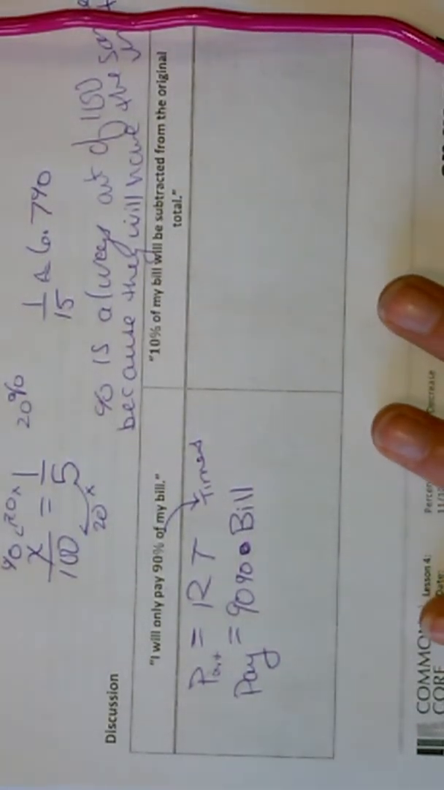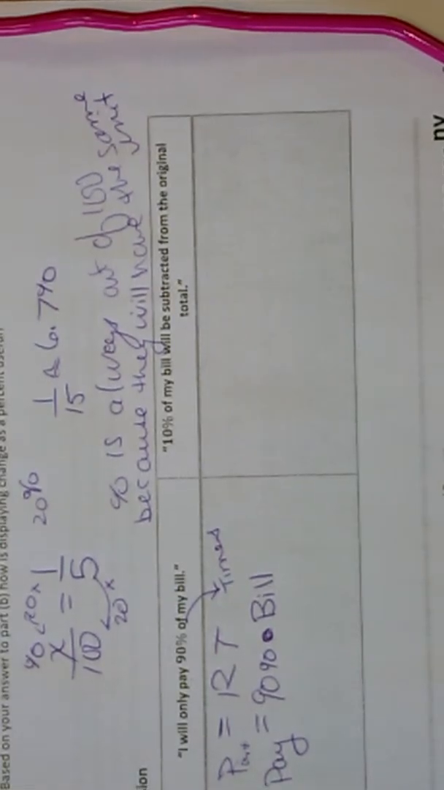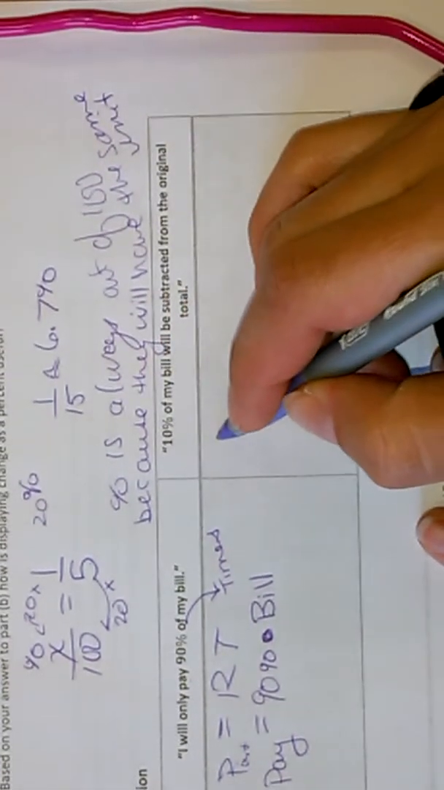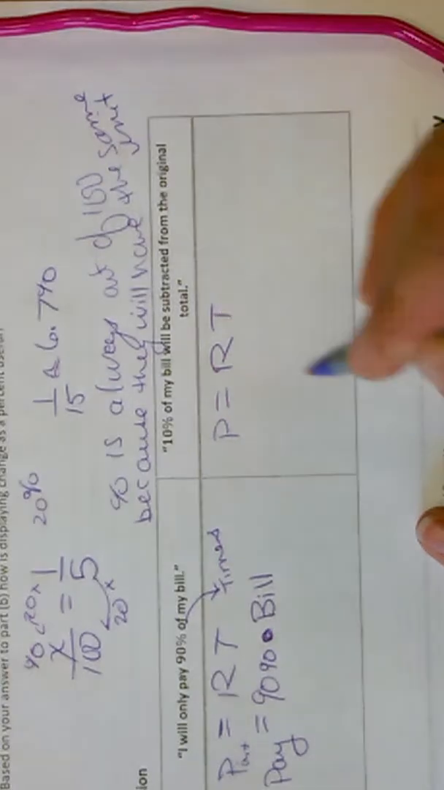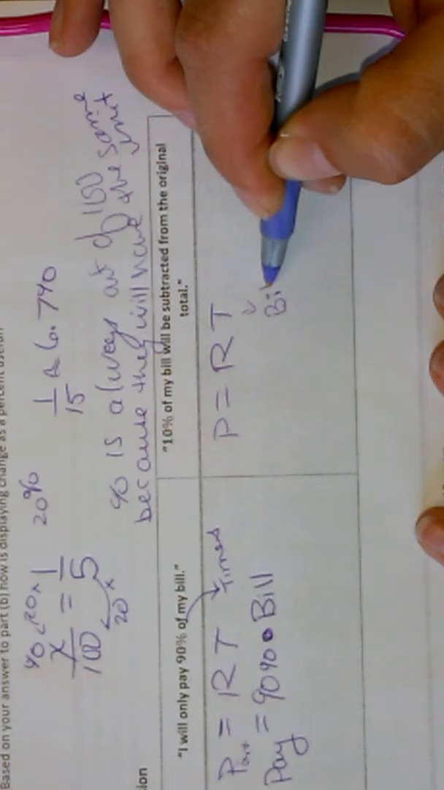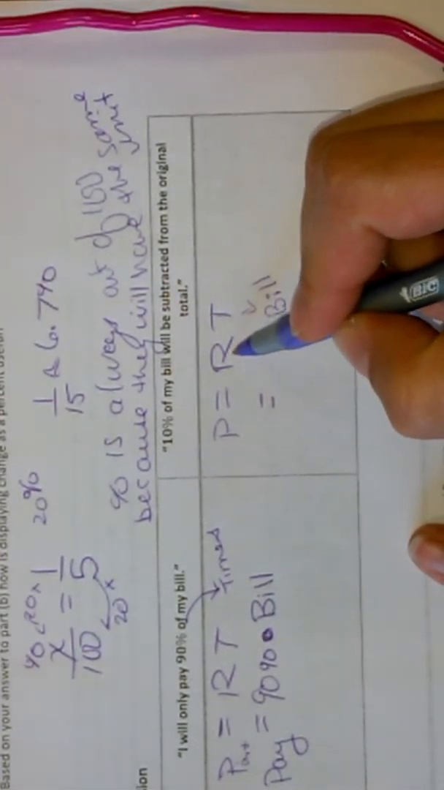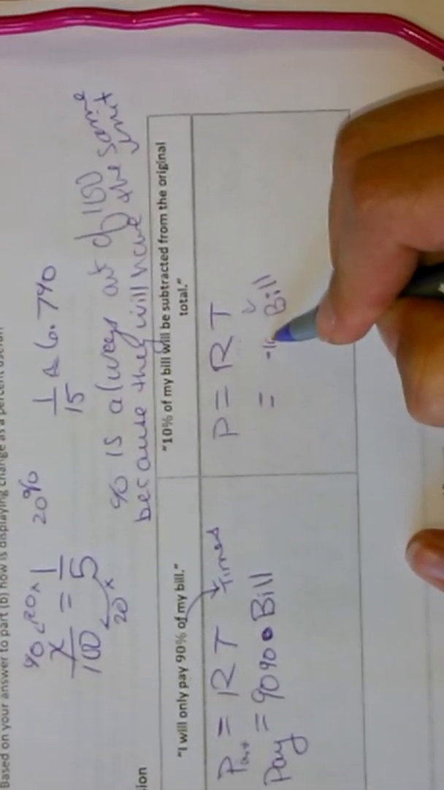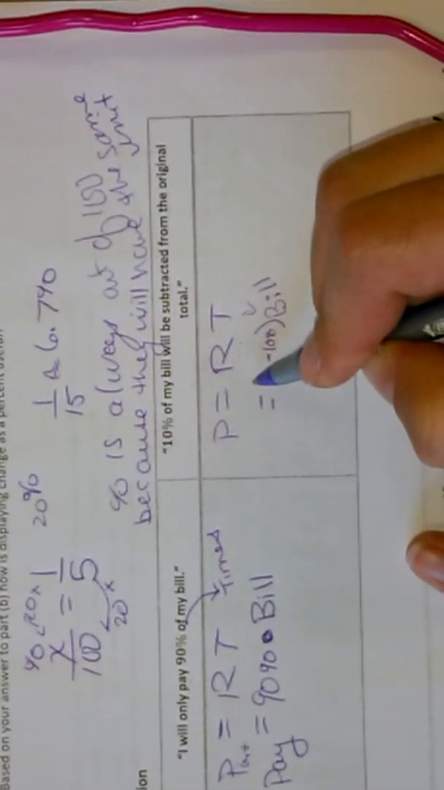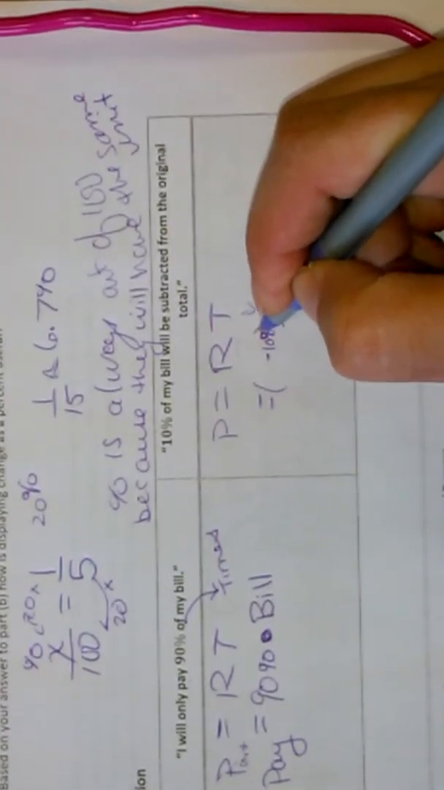So I want you to compare that to somebody saying 10% of my bill will be subtracted from the original total. So if I use my PERT formula, my original total is still the actual bill. And if I'm subtracting 10%, percentages still go in the rate section. If you subtract 10%, that's going to go in here. What am I subtracting the 10% from? And if ever you can't read anything, just let me know. It says 10%.